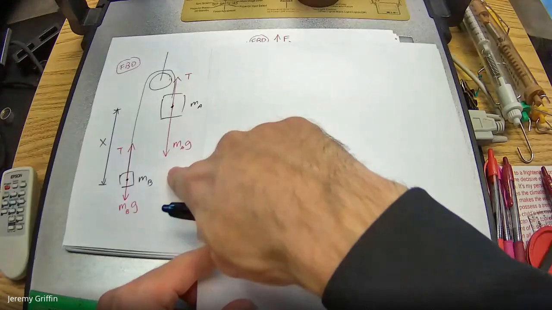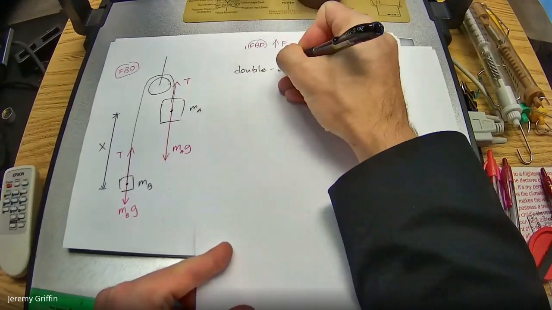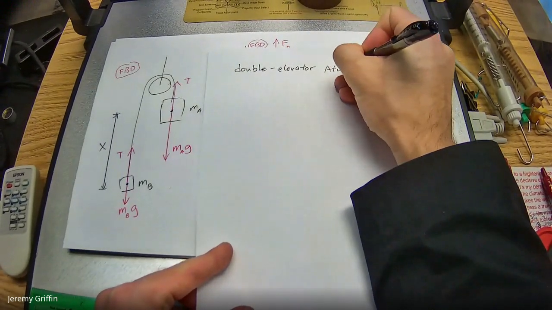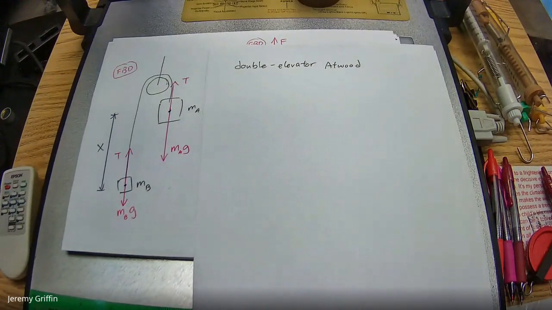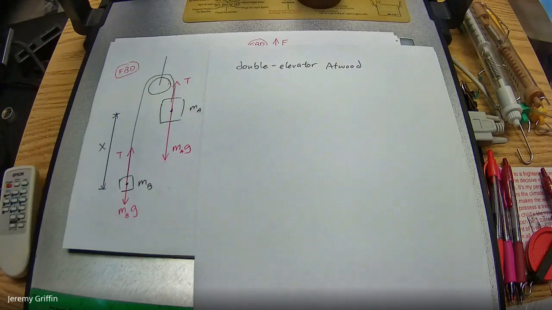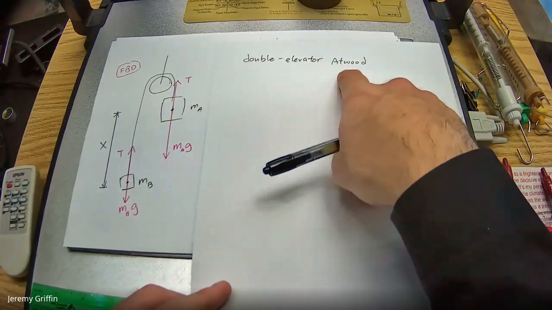So I'll start with this double elevator. Call this double elevator Atwood. I don't know if anybody outside of the stream calls it a double elevator, but I do. I don't know if I want to write that term on an AP exam. I don't know if that would confuse the grader, but just say Atwood.